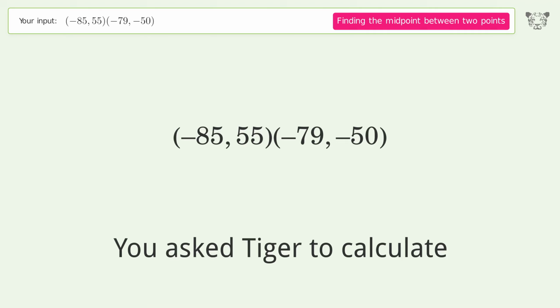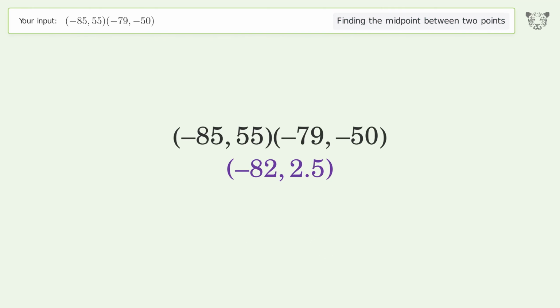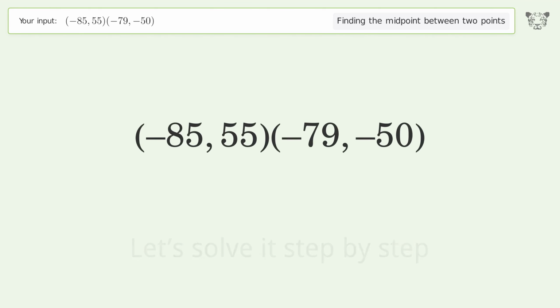You ask Tiger to calculate. This deals with finding the midpoint between 2 points. The midpoint between the 2 points is -82, 2.5. Let's solve it step by step. Plot the 2 points and calculate the midpoint using the formula.